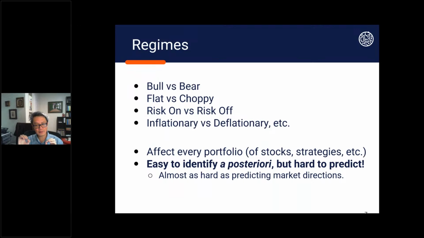But so that's why I say they're easy to identify a posteriori, after the fact. But they are very hard to predict. If I were able to predict inflation, I would be invited to be the Fed chairman, not Mr. Powell. Mr. Powell was unable to predict when the inflation was going to stop, right? He made several errors in the last few years. If I were so good at predicting inflation, I should be the Fed chairman.